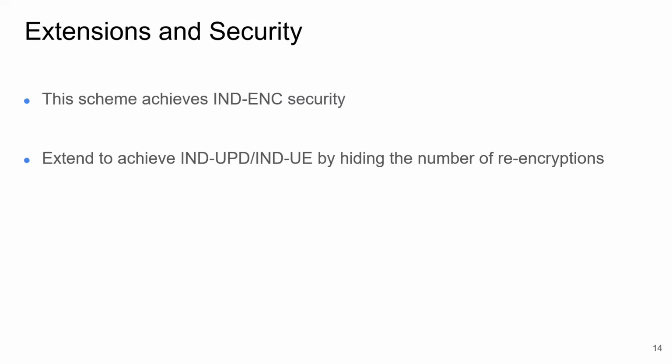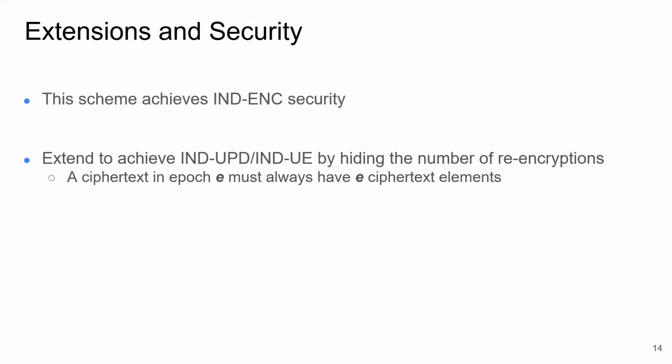You can extend this scheme to also satisfy the end-up and the end-UE schemes by just hiding the number of re-encryptions that have been performed. So just making sure that ciphertexts are the same length within an epoch. So all ciphertexts in an epoch must be of the same length. And then also some additional re-randomization operations just to make sure there's nothing you can use to link across epochs.